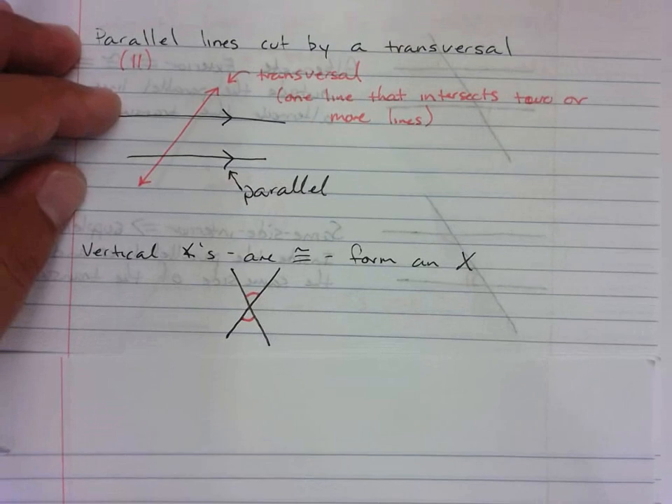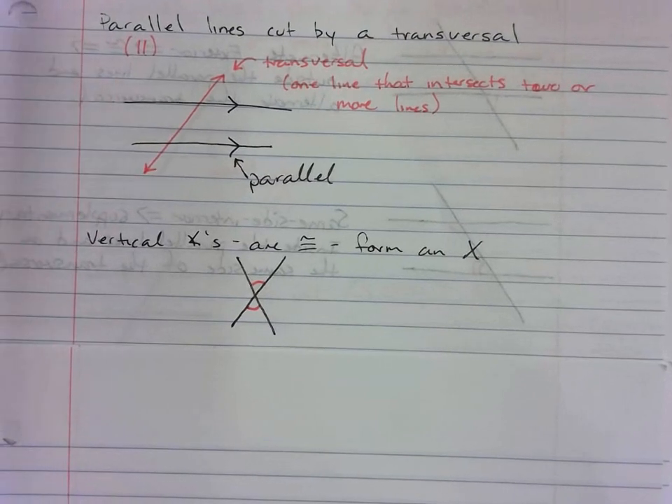Alright, so the first one is vertical angles. Vertical angles are congruent. Vertical angles form an X. They're always opposite each other in the X. Look for an X. If the angles form an X, those are vertical angles, and they are congruent. So if you have that picture, it means you're setting them equal to each other.